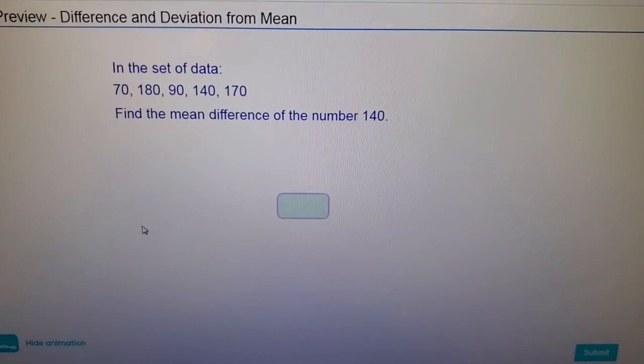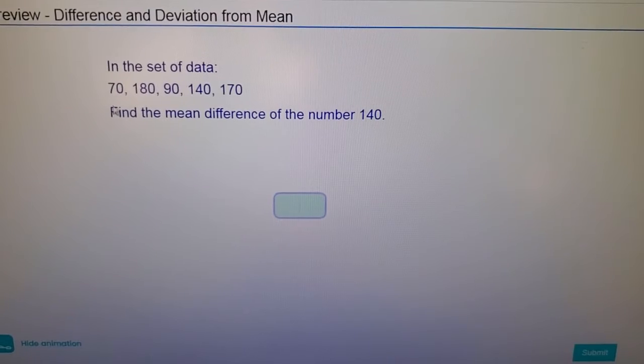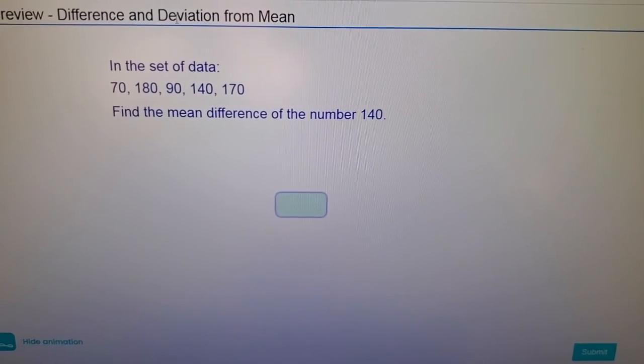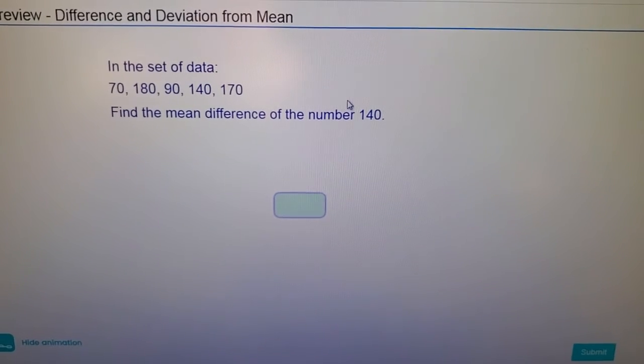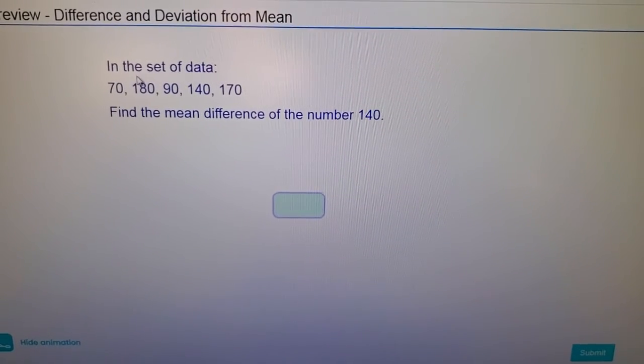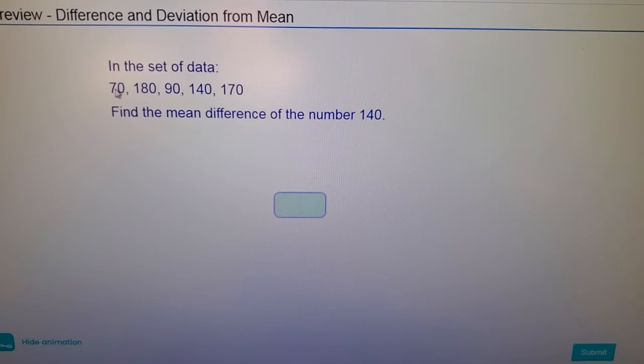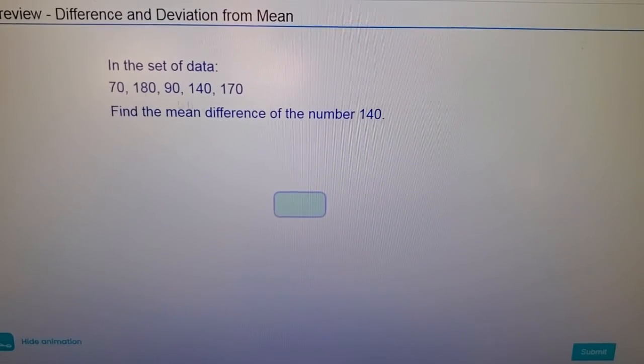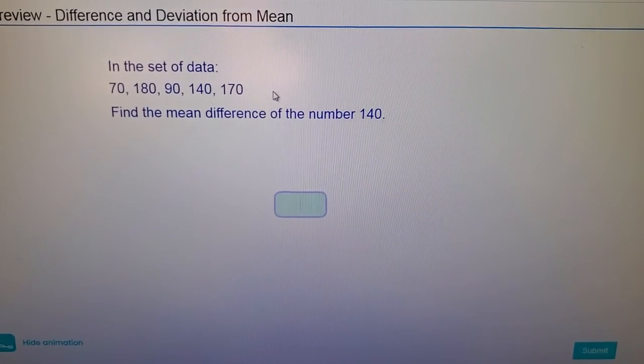And finally, the last activity before the unit test is the difference and deviation from mean. All this is talking about deviation is how far away a number is from the mean. So what you need to do first is calculate the mean for these numbers. You're going to add all of them up and divide by 1, 2, 3, 4, 5. There's 5 numbers. So you're going to add all of these, then divide by 5 because there's 5 numbers, and that'll give you your mean.